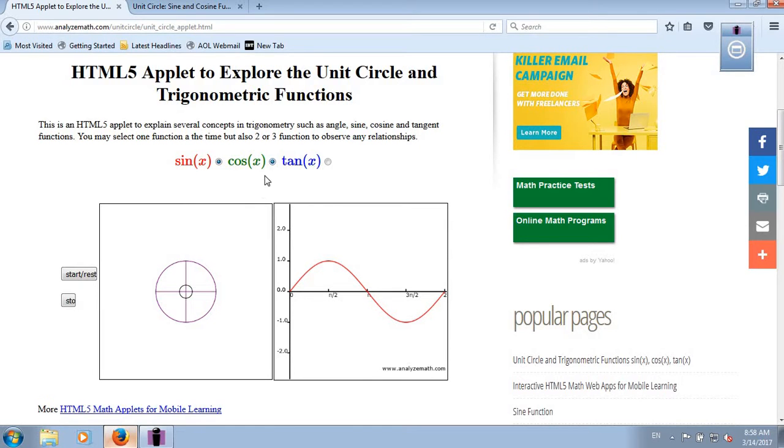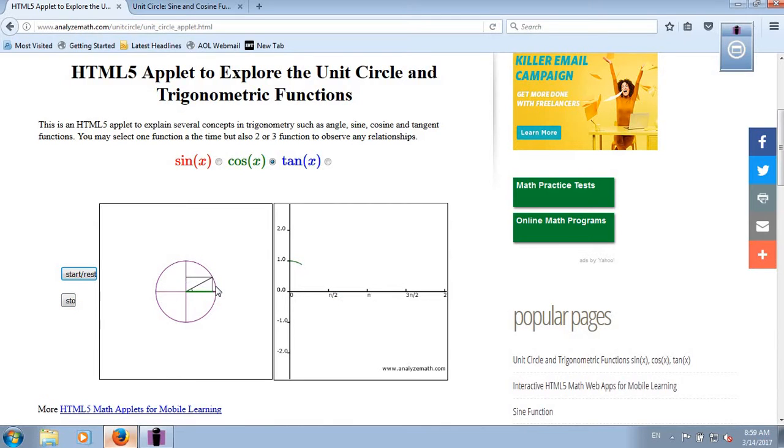So let's take a look at cosine. Let me go ahead and turn off sine and look at cosine only. Now the cosine is the x coordinate. If I just stop right here, you can see the green segment represents the x coordinate of this point. This is the angle theta. As theta rotates through the unit circle, this point changes its coordinates. The x coordinate changes. It progresses.